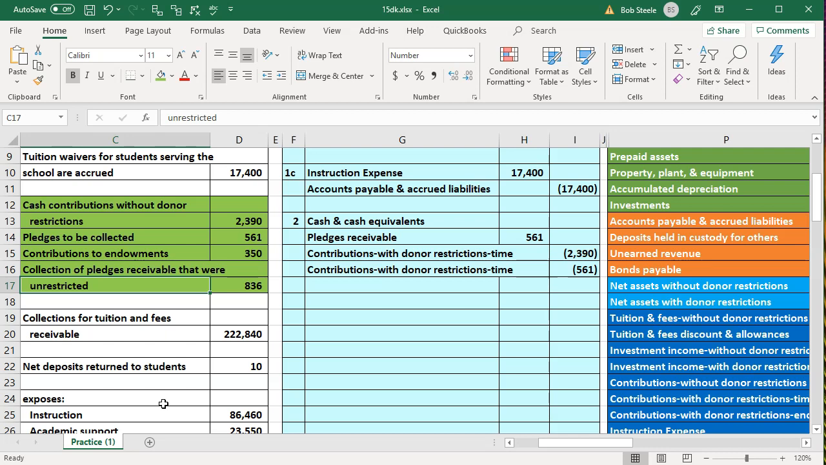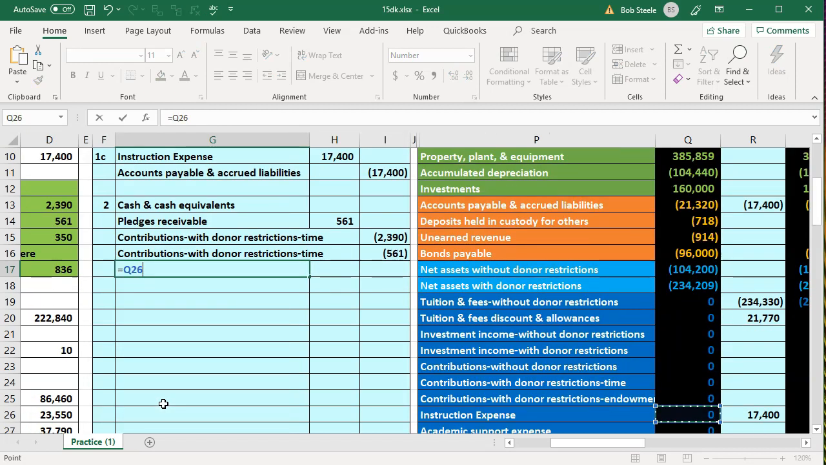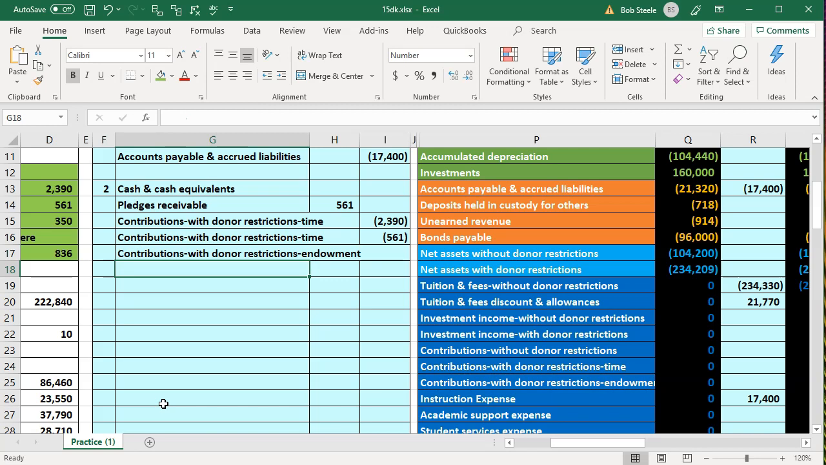Next, we're going to have the 350, which is a contribution to the endowment. The credit side of that, the debit's going to be cash that we'll do at the end. The credit side is also going to be an income statement account, a contribution account. And this time it'll have a restriction, but the restriction here being to the endowment, the permanent type of account, as opposed to the time restriction. So we're going to put it into that account.